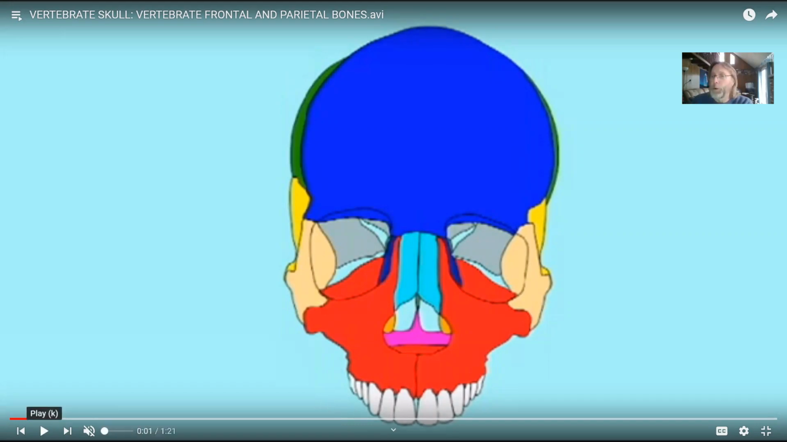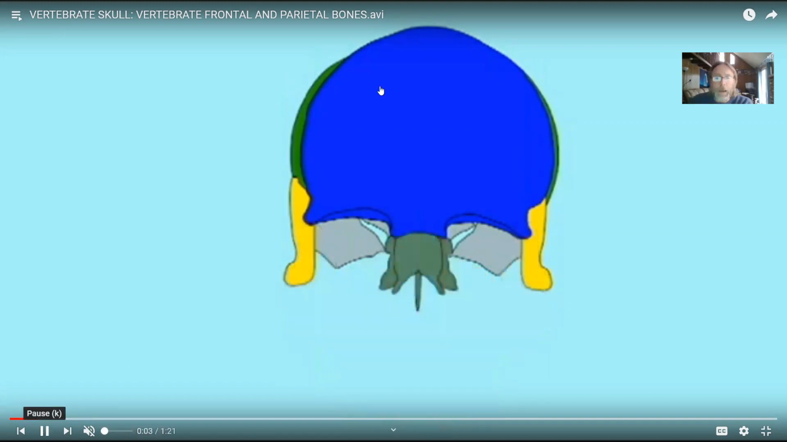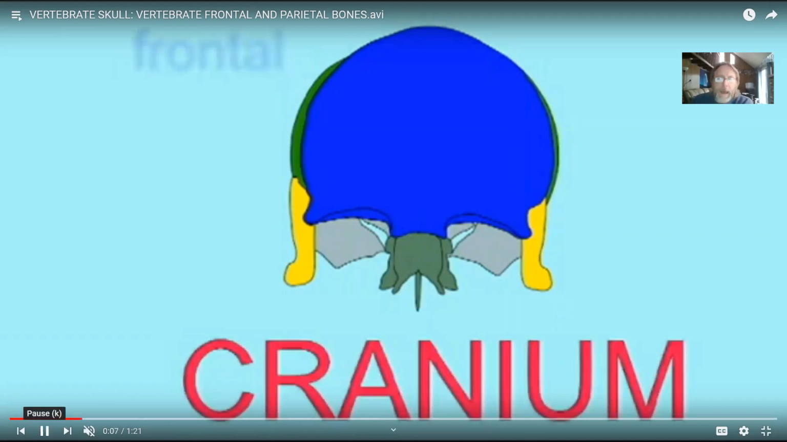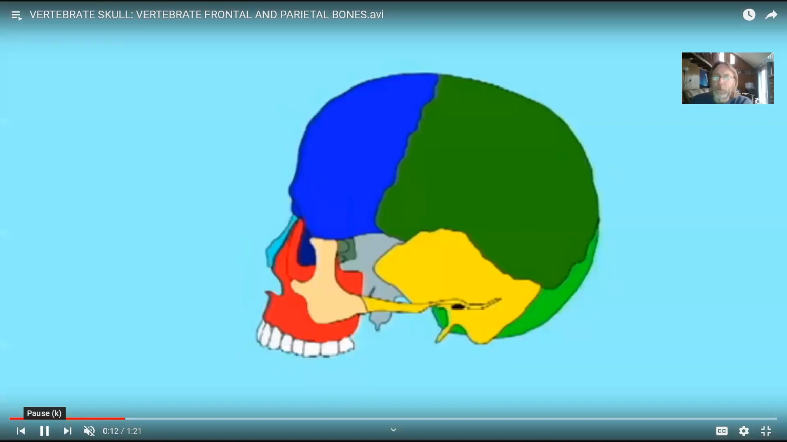So if we were to focus on the cranium first, so we'll make the face go away, we see these two bones I'd like to start with. The frontal bone here in blue, we have one single frontal bone as adult humans here in the cranium. And if you were to look at a lateral view, you can see here the blue frontal bone, and in green, there's a pair of parietal bones, which then meet in the midline here.